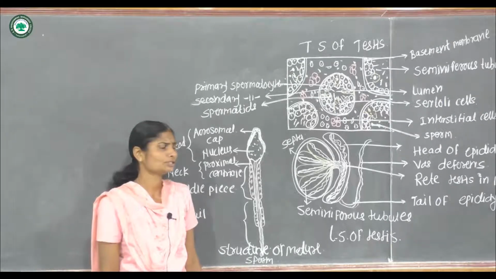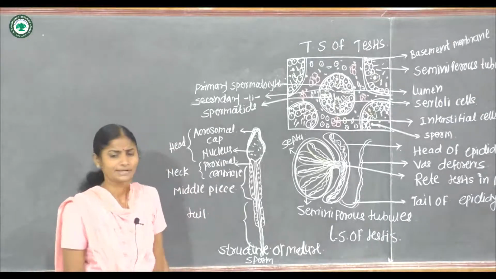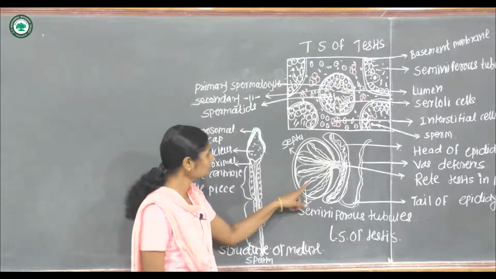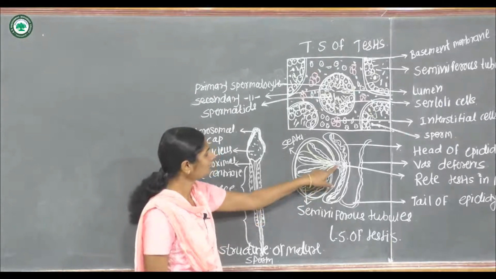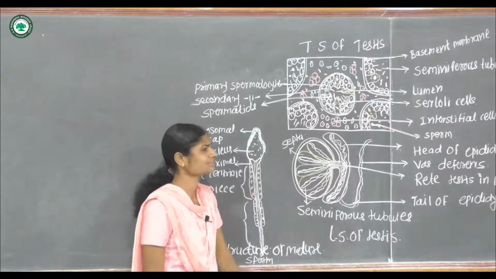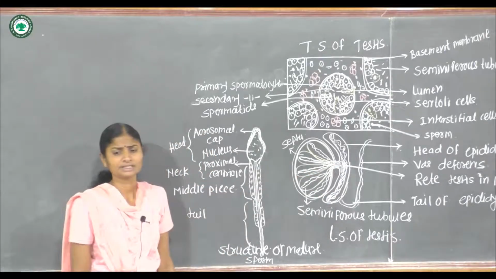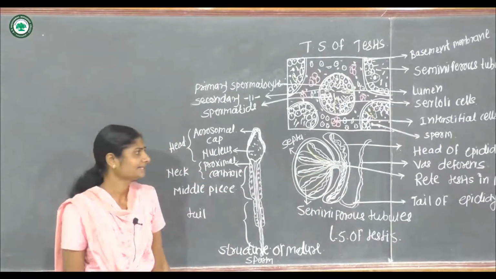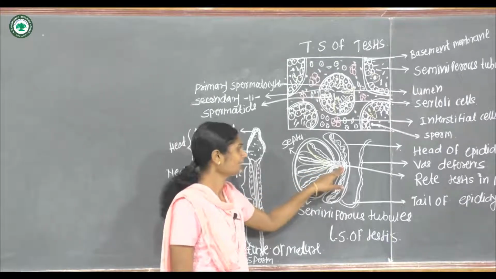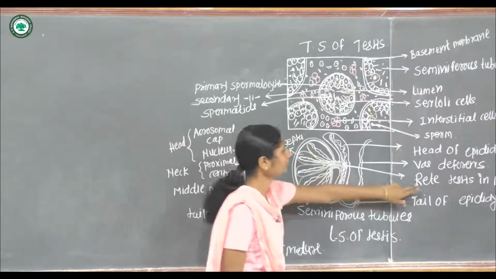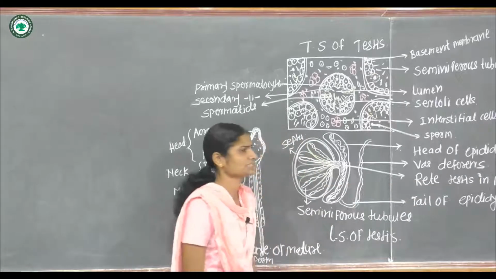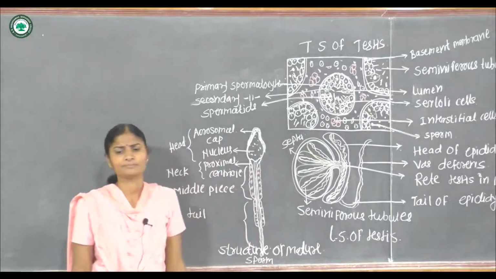These seminiferous tubules unite into narrow straight tubules. It is called rete testis. This narrow straight tubule is called rete testis in the mediastinum.